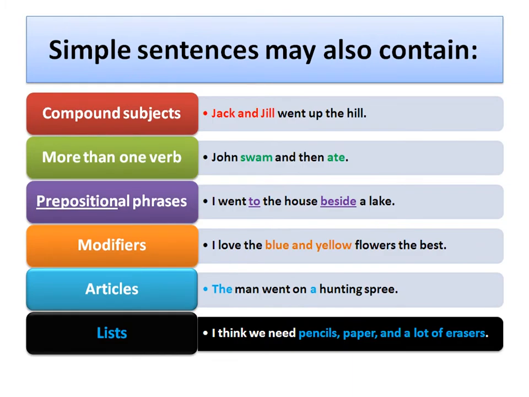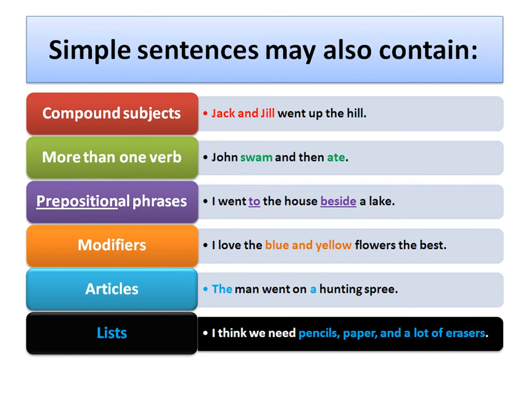Simple sentences may also contain all sorts of other things. They can contain a compound subject, where you have more than one subject performing the same verb, as in the sentence, Jack and Jill went up the hill. Both Jack and Jill did the action in this sentence. They went up the hill. You can also have more than one verb attached to the same subject, as in the sentence, John swam and then ate. John did both the swimming and the eating, and both swam and ate are attached to John, so it's still just a simple sentence with two different verbs.